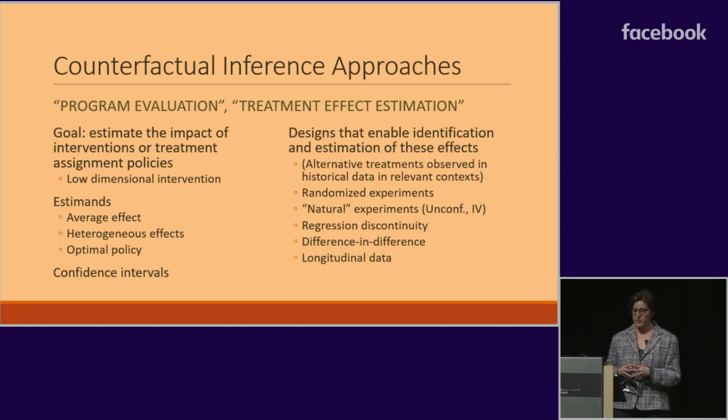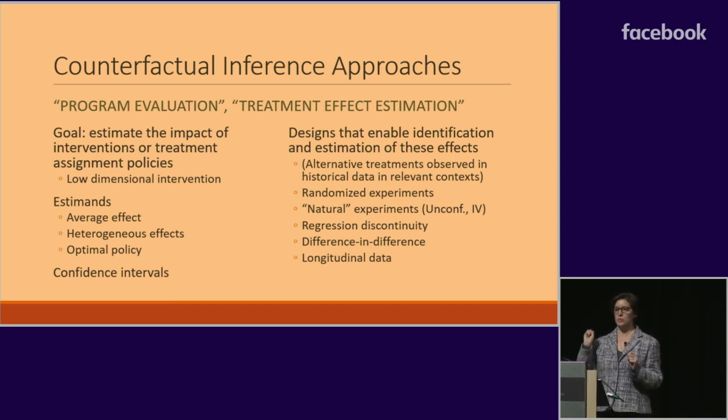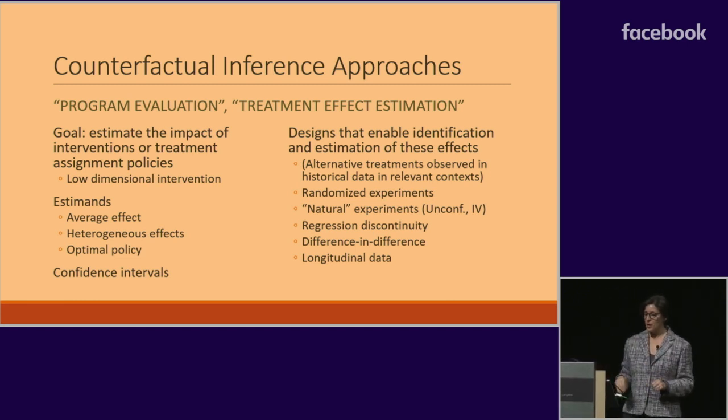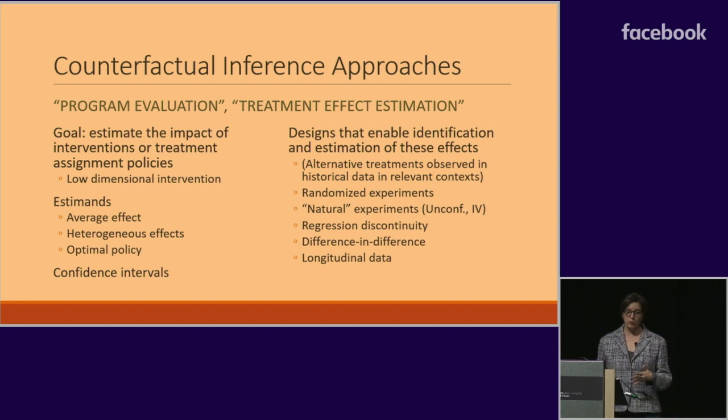So in this world, the goal is to estimate the impact of an intervention. And this literature generally focuses on low-dimensional interventions. There are extensions to more complex cases, but like 95% of the literature is about a binary treatment, like a drug or raising the minimum wage, but one change in the minimum wage. The things that people are interested in learning are like, what was the average effect? Just, did this thing work?